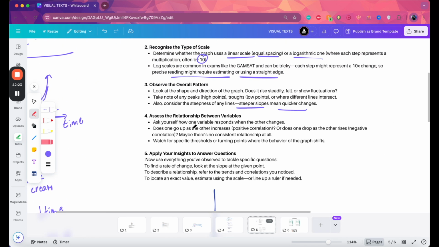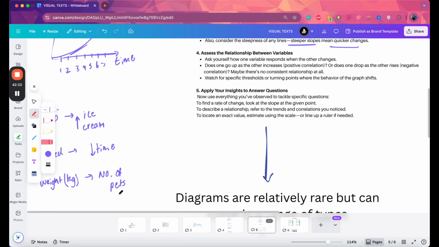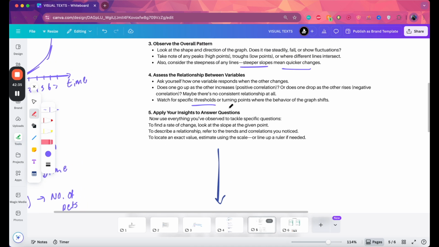So does one go up as the other increases? Is it positively correlated? Does one drop as the other rises? Is there a negative correlation? Or maybe there's no relationship at all, like I've showed you in the last example there. And watch for specific thresholds or turning points where the behavior of the graph shifts.